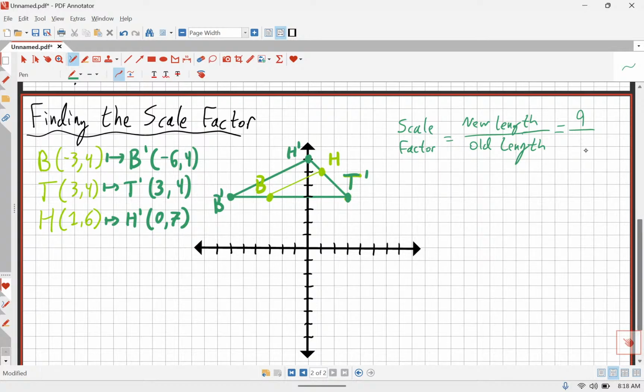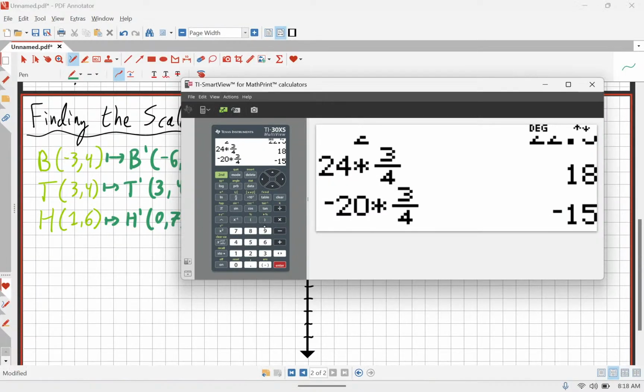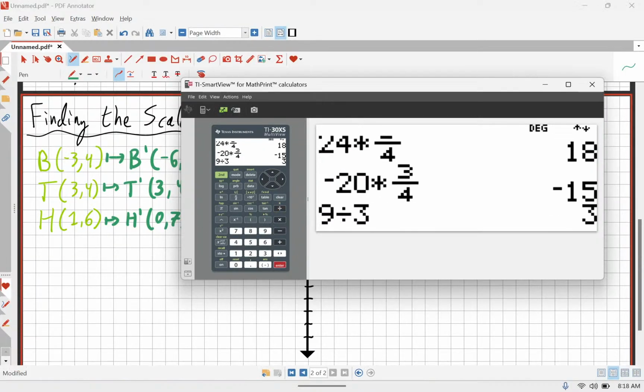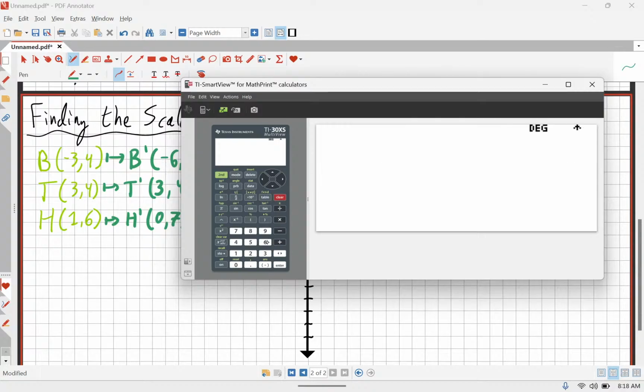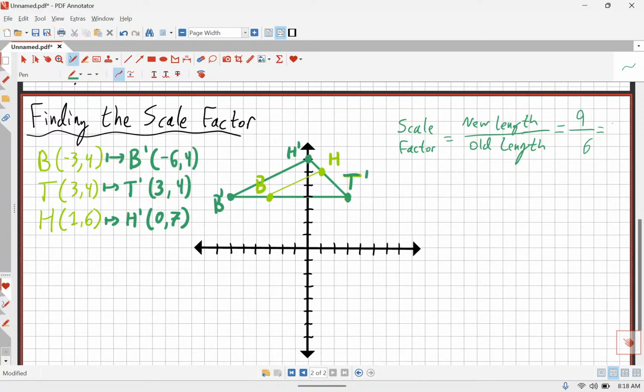So it's 9 divided by 6, which I'm going to put in my calculator. 9 divided by 6. What? That was not 6. 9 divided by 6, I said. 1.5. So my scale factor was 1.5. And that's that. That's a level 3, by the way.